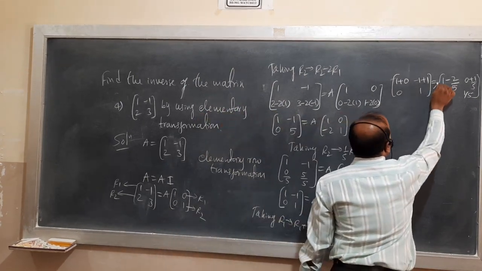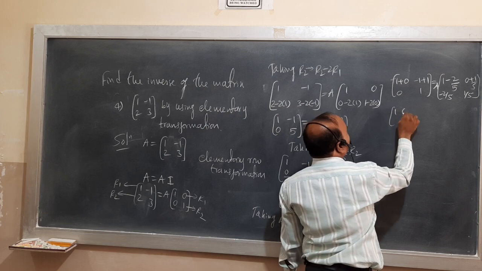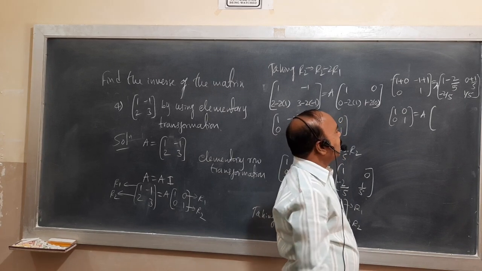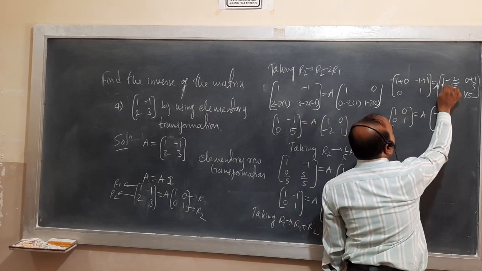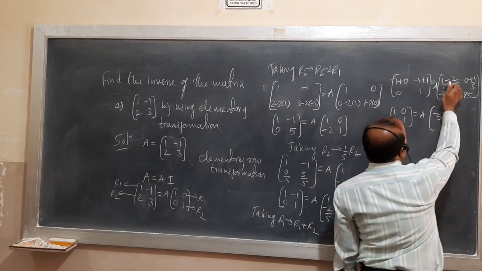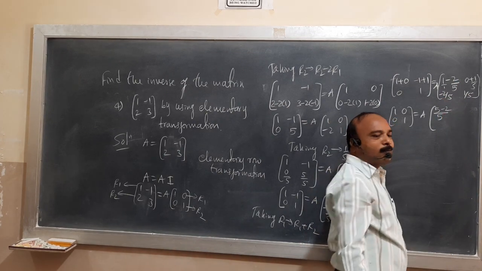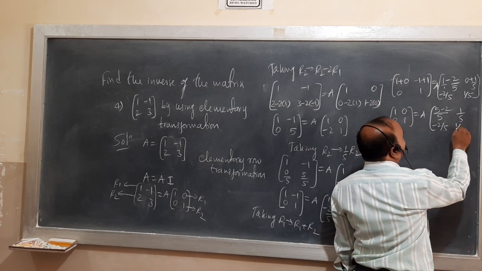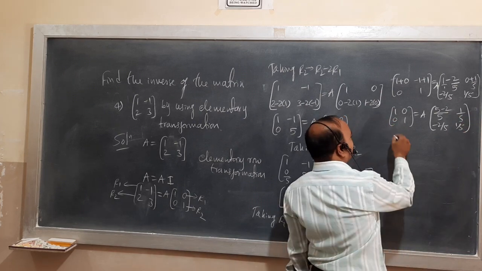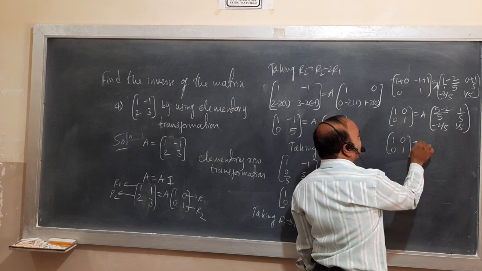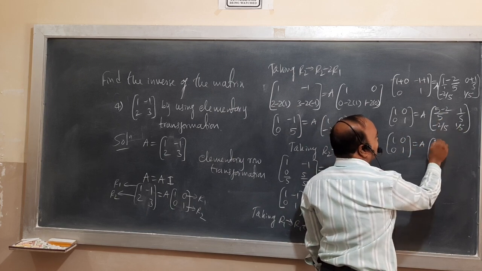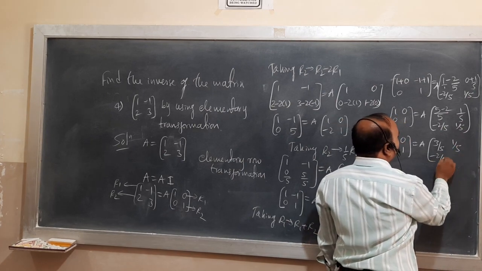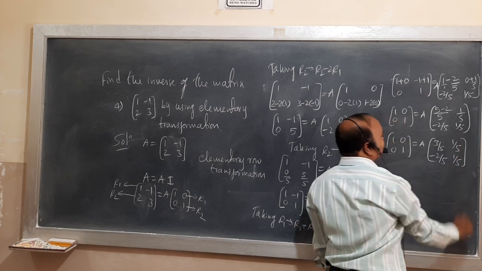Now on the left side we get 1, 0, 0, 1. The right hand side is simplified. LCM is 5. Here 1 is multiplied by 5, that is 5 minus 2. It is 0 plus 1 by 5, 1 by 5. Minus 2 by 5, 1 by 5 as it is. So 1, 0, 0, 1 equals A into 5 minus 2 is 3, 3 by 5, 1 by 5, minus 2 by 5, 1 by 5.